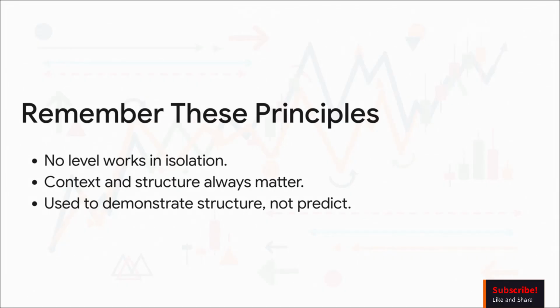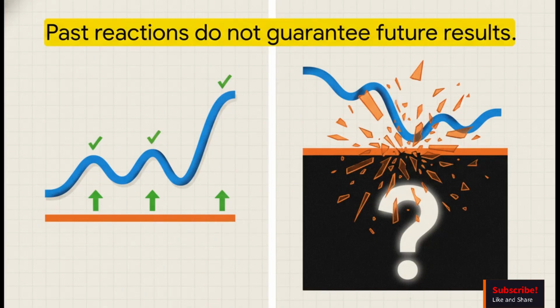And please, please remember, context is everything. No single level exists in a vacuum. You always have to look at the bigger picture, the overall market trend. This is a tool for analysis, for understanding the structure of the market, not some system for predicting what's going to happen next. And this brings us to the big warning sign. Just because a level worked 5 times in the past, that does not guarantee it's going to work the 6th time. Every single moment in the market is totally unique. So again, use this as a map to understand the landscape, not as a crystal ball.